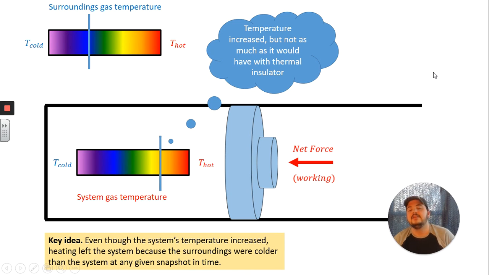So the key idea is that even though the system's temperature increased, heating left the system because the surroundings were at a colder temperature than the system at any one given snapshot in time. I hope this video helps differentiate between temperature, which is a variable that defines a gas at any one state in time, and heating, which describes a process, a transfer over time. So I hope these all help, and have a great day.